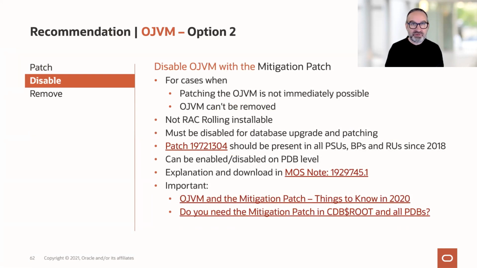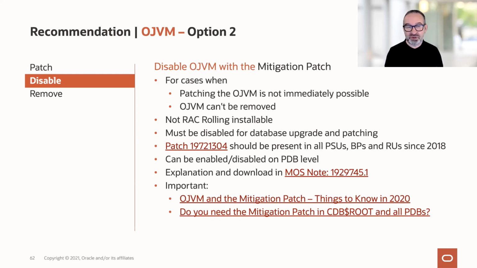As an alternative, you could disable OJVM. So first option, you patch it quarterly. Second option, you disable it. And you could disable it with the mitigation patch. The mitigation patch is in all your environments, I think since 2018, whenever you have a patch bundle applied, or could be even since 2017.